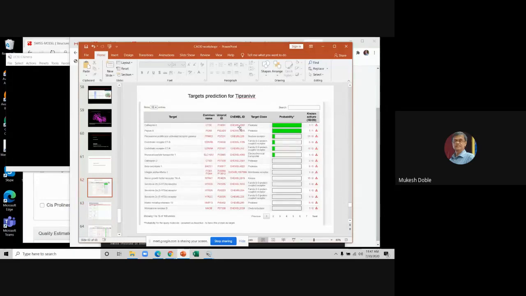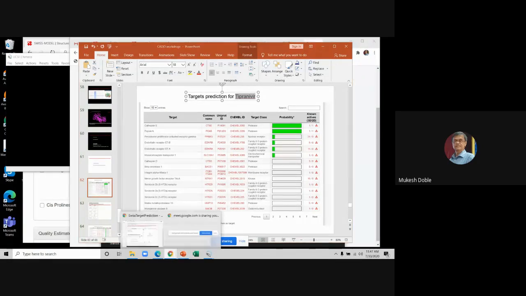So again I will do it, where I think we need the SMILES notation.